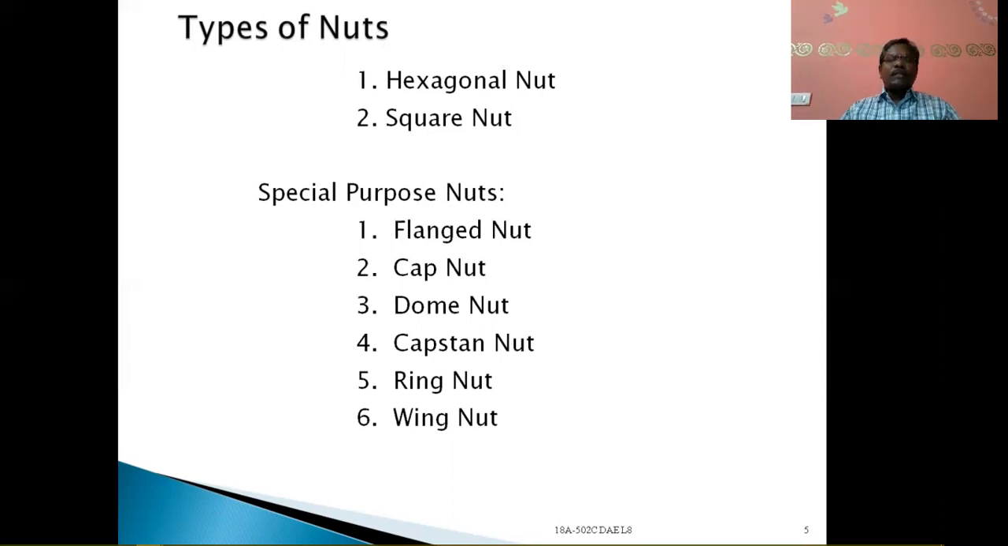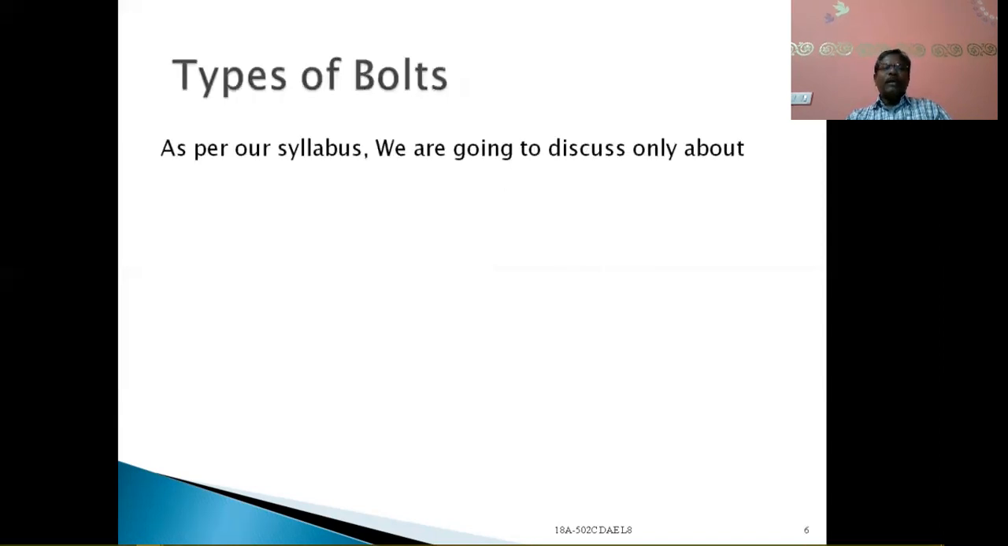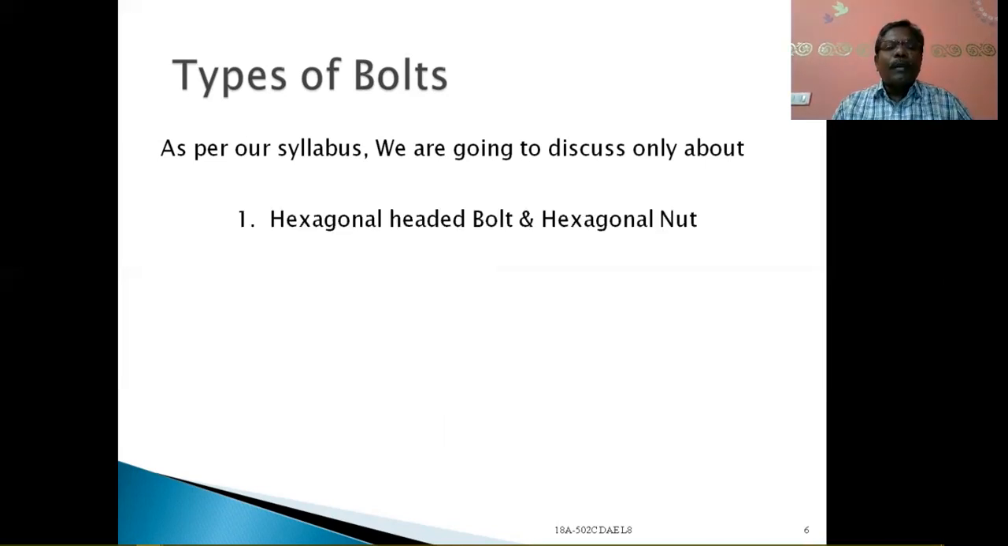As per our syllabus, we have only square and hexagonal bolts and nuts. So as per our syllabus, we are going to discuss only hexagonal headed bolts and hexagonal nuts, right? We are also going to remember all the proportions of hexagonal headed bolts as well as hexagonal nuts, and how to design these bolts, and what the empirical relations of these bolts and nuts are.